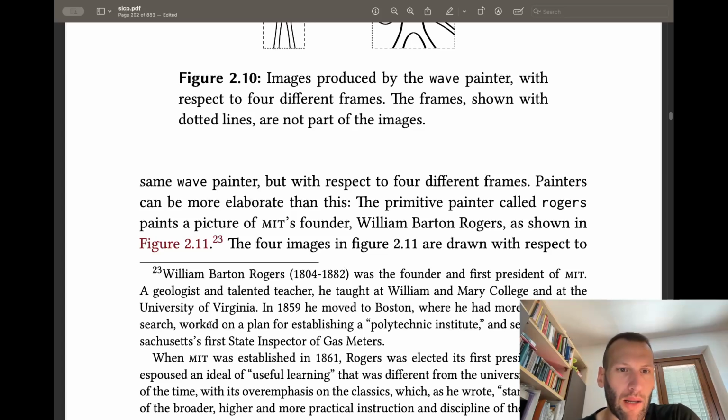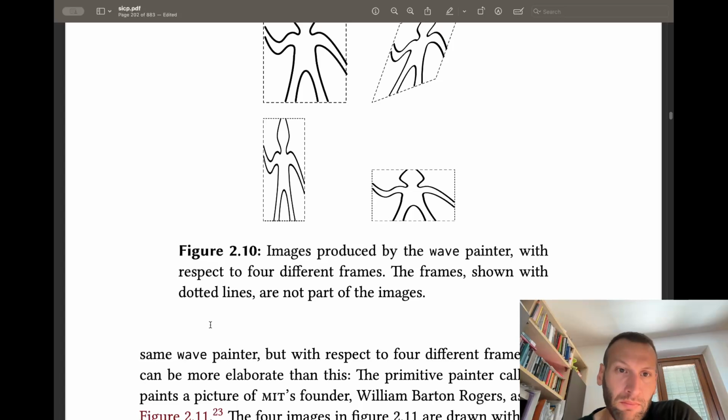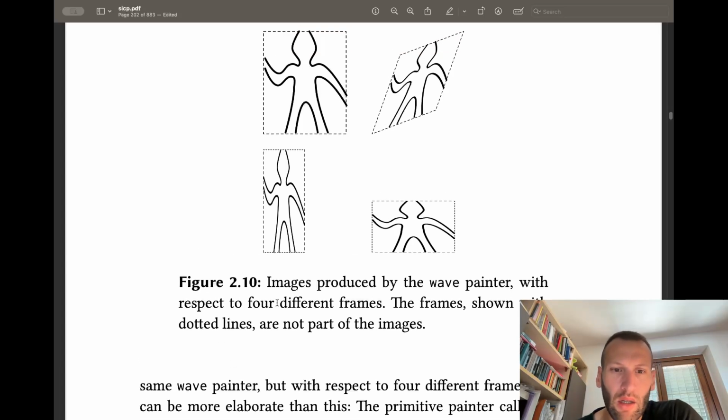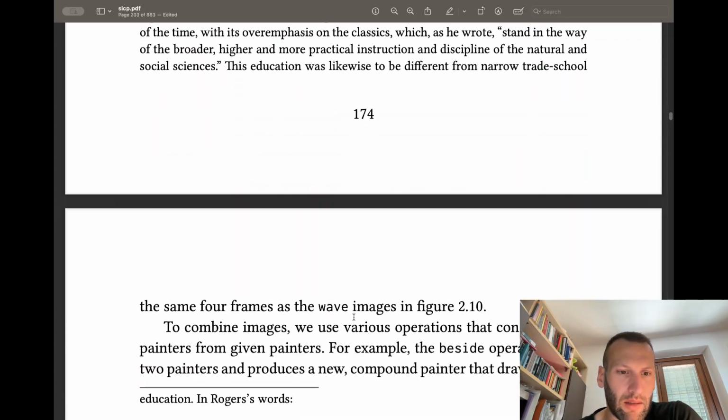Painters can be more elaborate than this. The primitive painter called Rogers paints a picture of MIT's founder William Barton Rogers, as shown in figure 2.11. Okay, let's look at these figures. This is figure 2.10, images produced by the wave painter with respect to 4 different frames. The frames shown with dotted lines are not part of the images.